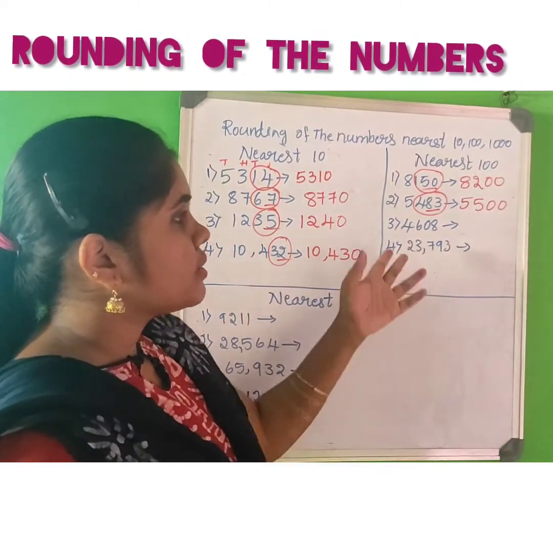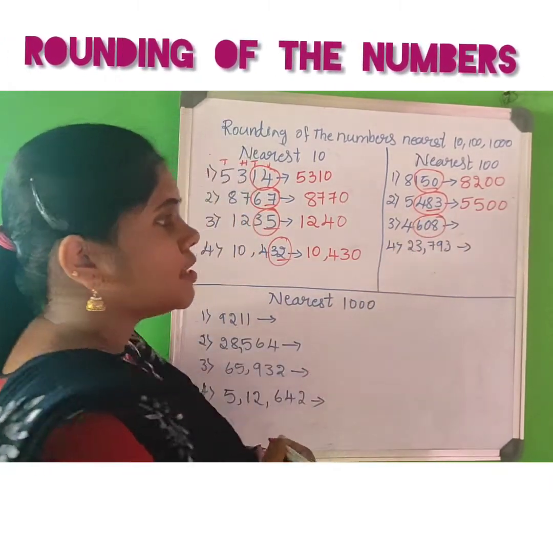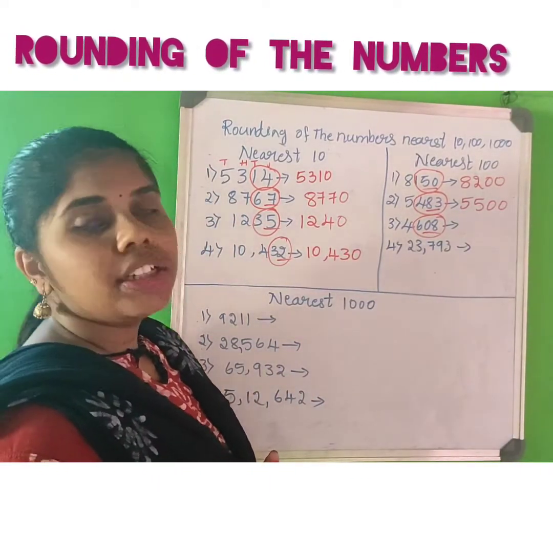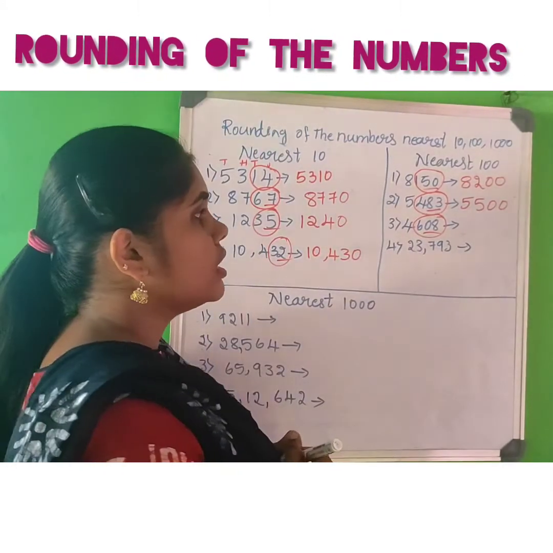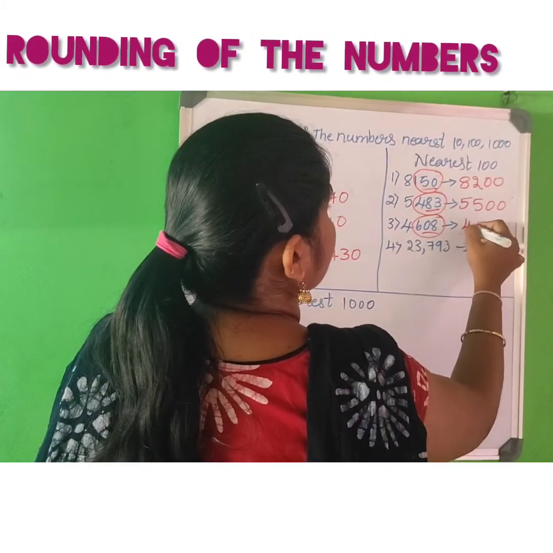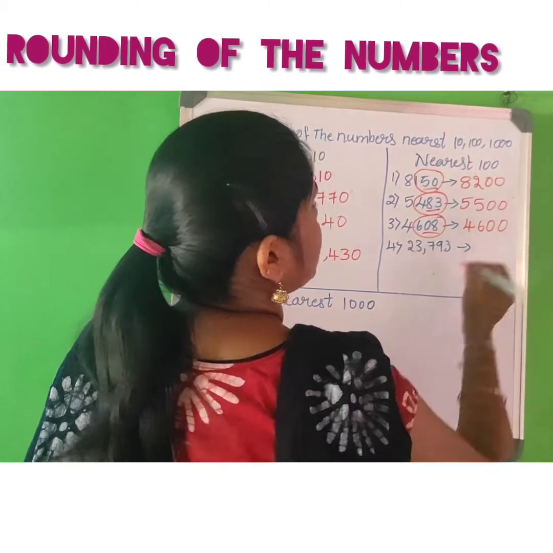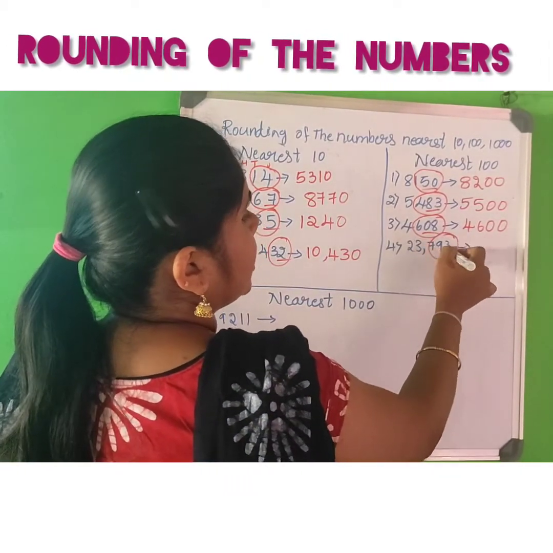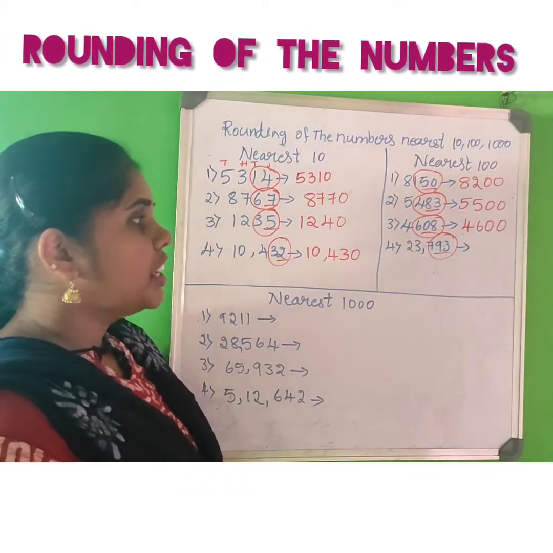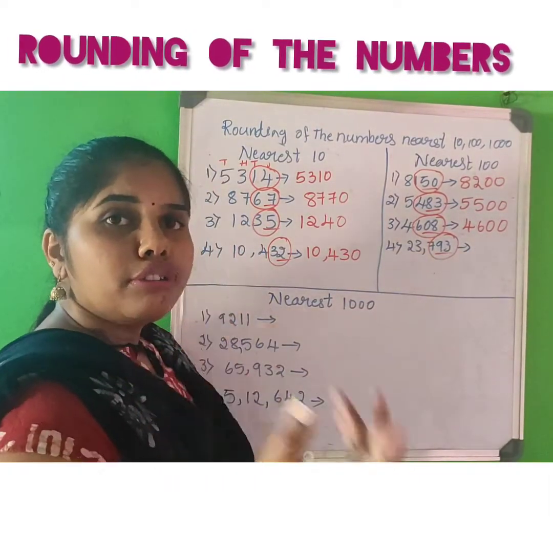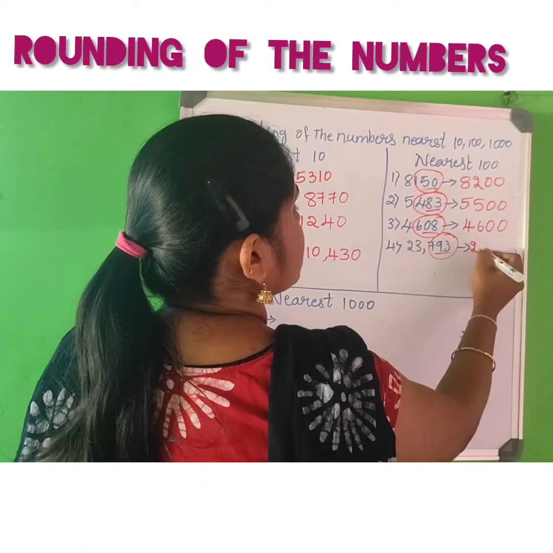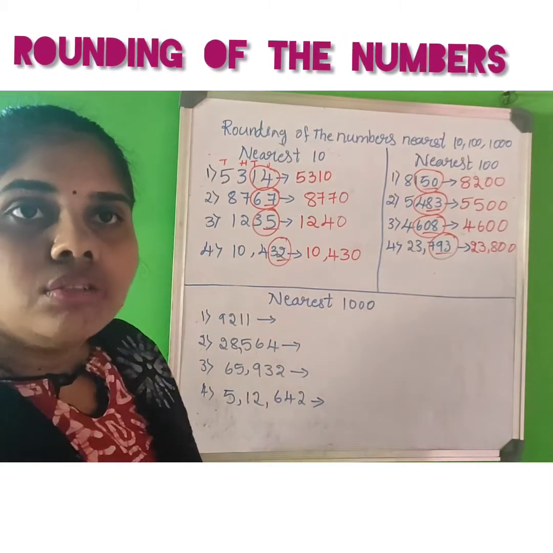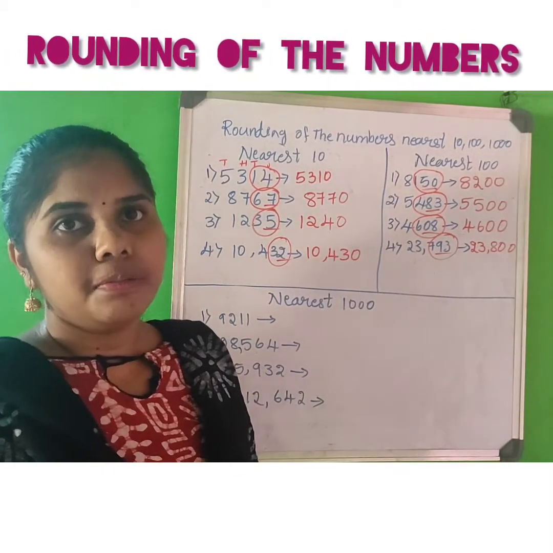Now go for the next one, that is 4,608. In the 10th place 0 and unit place 8, it is below 50, right hand reference. You keep the 100 place as it is and make the remaining terms 0, which is 4,600. Last one, 23,793. In that 793, 93 is above 50, so you have to change the 100 place. So the answer is 23,800. This is how we round off nearest to 100.